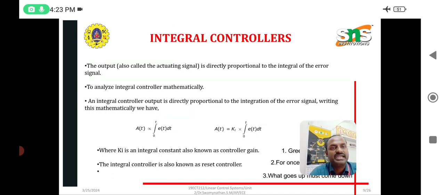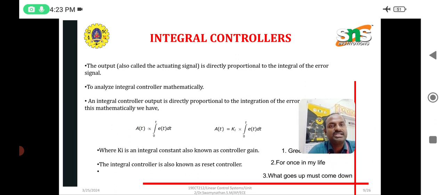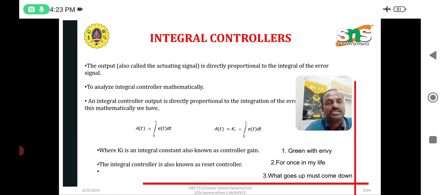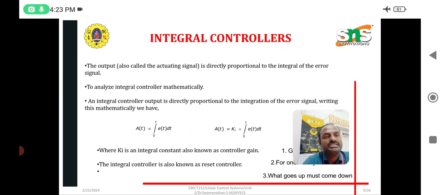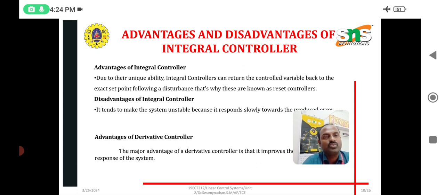Following with the activity, we will discuss the integral controller. The integral controller defines A of t as proportional to the integral from 0 to t of E of t dt. Equating, A of t is equal to Ki times the integral from 0 to t of E of t dt. Ki is the integral constant, the controller gain. The integral controller is also known as the reset controller. Now the advantages and disadvantages of the integral controller.